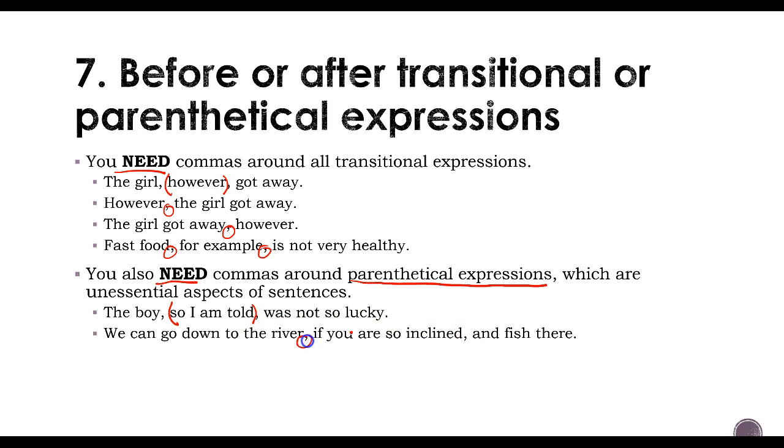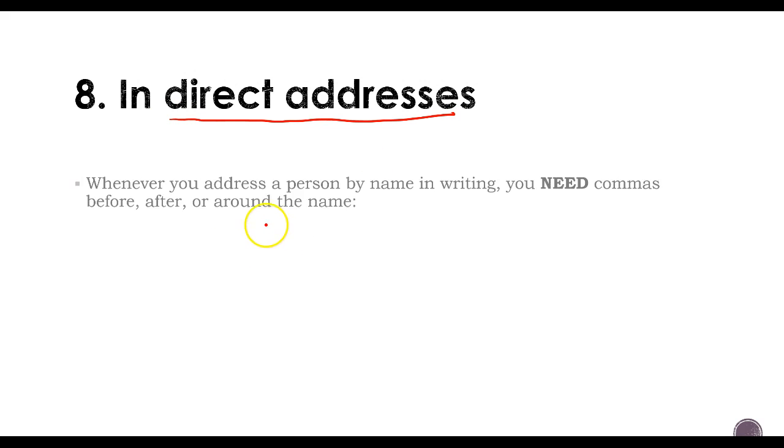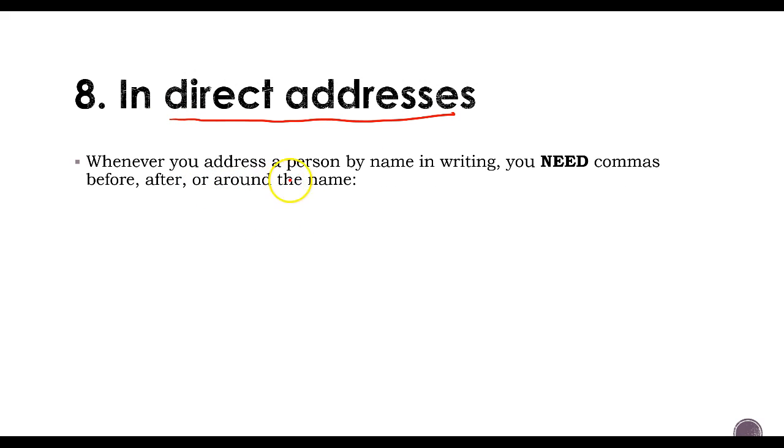So here, if you're so inclined, is non-restrictive, parenthetical. It's sort of added into the sentence. It doesn't really change the meaning of the sentence, so we put commas around it. So commandment 8, make sure you use commas in direct addresses. Whenever you're calling somebody by name in writing, you need commas before, after, or around the name.